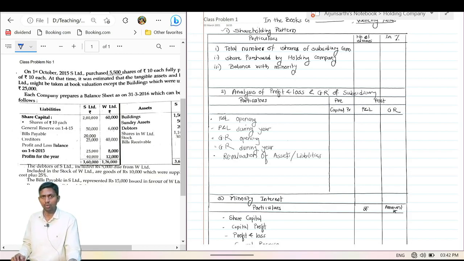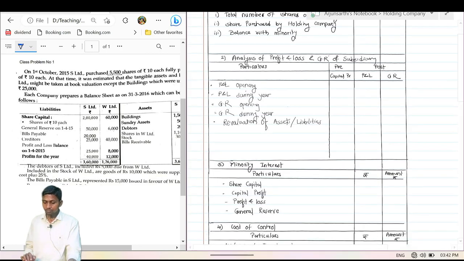And then one more important thing you will write here in this note. What is that? We will write the balance with the minority in percentage as well as in number. How much you have purchased out of the total, the total you have purchased, and then how much is with the minority. Everything in number as well as in percentage you will find in the shareholding pattern. This is a summary of the holding. Correct. Then after this, we will do the analysis of profit and loss.